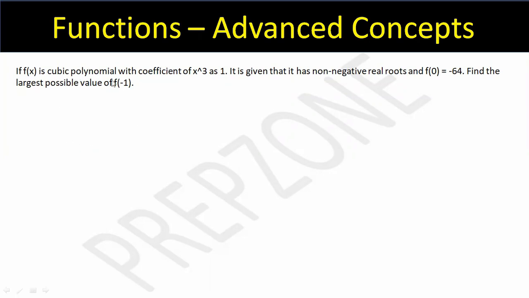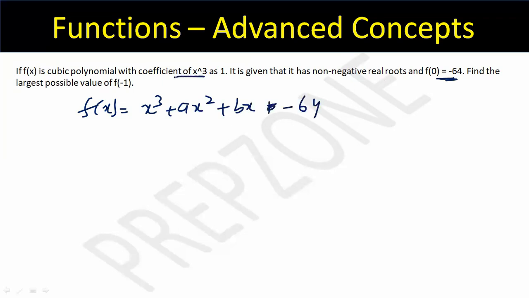लेट्स सी. f(x) इज अ क्यूबिक पॉलिनोमियल विद कोएफिशिएंट ऑफ x cube एज 1. ठीक है, एंड f(0) इज गिवन एज -64. नथिंग अबाउट द वैल्यूज at other point is given. So let's assume f(x) to be a cubic polynomial, say x cube, I'll assume a general term, x square plus bx, plus, sorry, minus 64, right? This has to be the general term for f(x) because leading coefficient is 1 and f of 0 is minus 64.